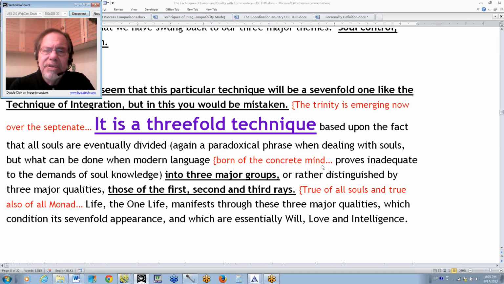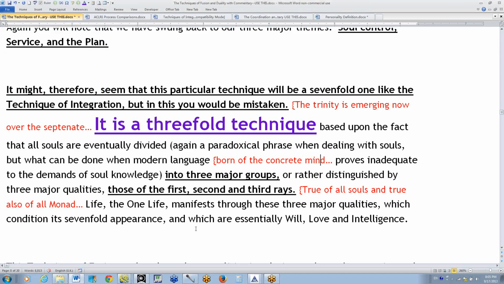Everybody has to realize to some extent inclusive reason and the intuition, even if not on the second ray line. And everybody has to present attributes on behalf of the plan, even if not on the third ray line. So we have to be careful of the exclusivity of the mind, that you're this and only this, because there's a lot of overlapping in these trinities. Life, the one life, manifests through these three qualities which condition its sevenfold appearance, and which are essentially will, love, and intelligence. Okay.